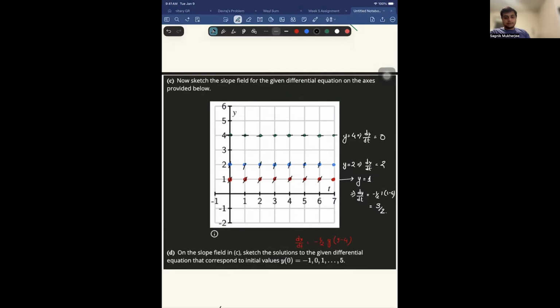So complete this thing. This is how you draw the slope field. At each point, you find out the tangent slope and then draw this small little line segment. And you can actually try to figure out the curve from here, right? So the curve would be something like this, or maybe even steeper than that.